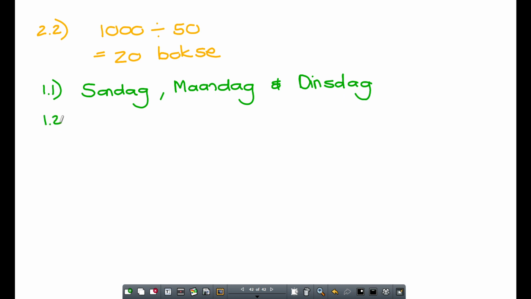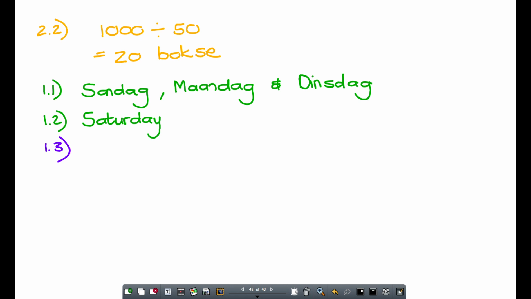Right, 1.2. Identify the days where rain is certain. Waar is dit definitief? Kyk gaan na daai persentasies. Sien jy dit is 100% by Saterdag. Do you guys see that? Okay, so it will definitely rain on Saturday. At 1.3.